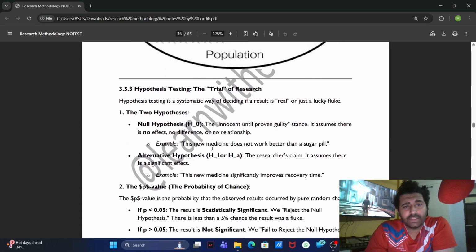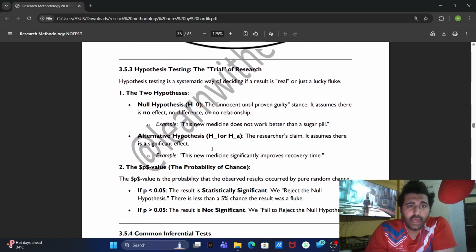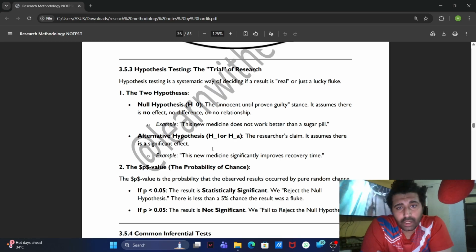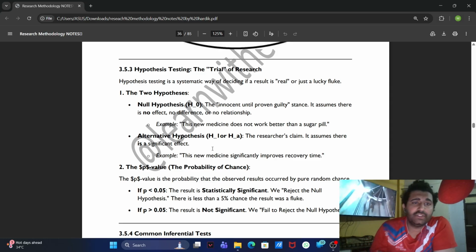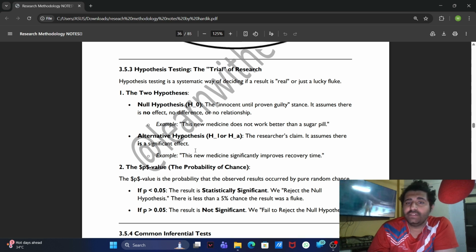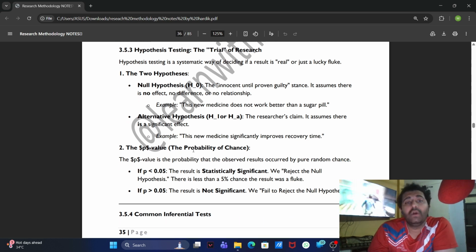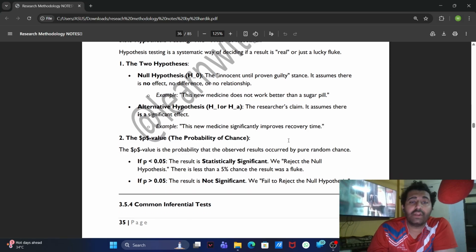Next topic, hypothesis testing, the trial of research. Hypothesis testing is a systematic way of deciding if a result is real or just a lucky fluke. The two hypotheses: the null hypothesis and alternative hypothesis. The null is the innocent until proven guilty stance; it assumes that there is no effect, no difference, no relation. Example, the new medicine does not work better than a sugar pill. Alternative hypothesis, the researcher's claim, assumes there is a significant effect. Example, the new medicine significantly improves recovery time.